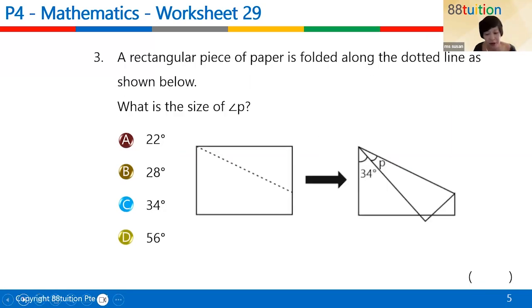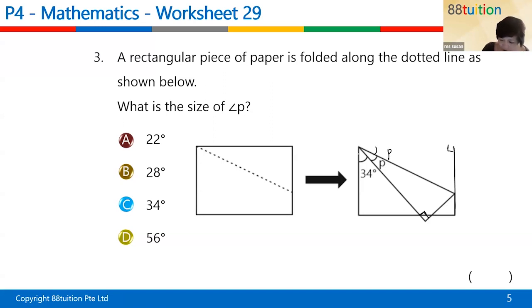A rectangular piece of paper is folded along the dotted line as shown. So meaning to say, if I were to do this, what can you say? You see something that is being folded? Let's take a look. Here, right? So this one and this one is the same. Here is a 90 degree, it comes from this corner. So this P must be the same as this P, right? So this is 34. And you know that this is a right angle at the corner.